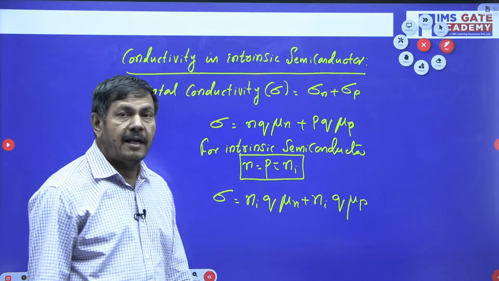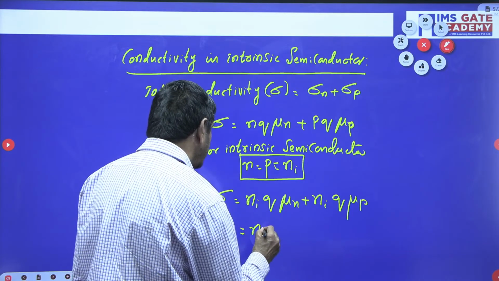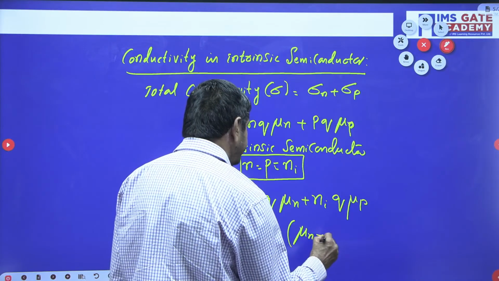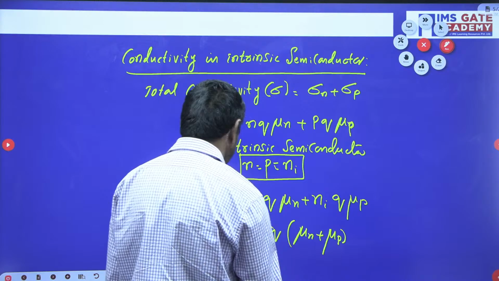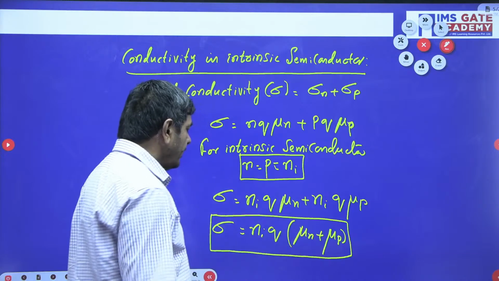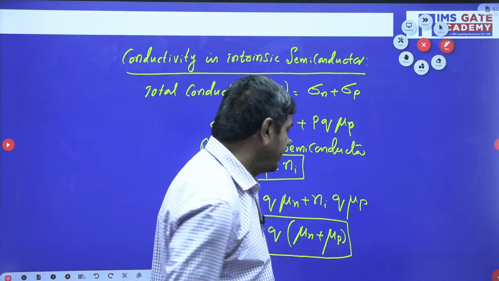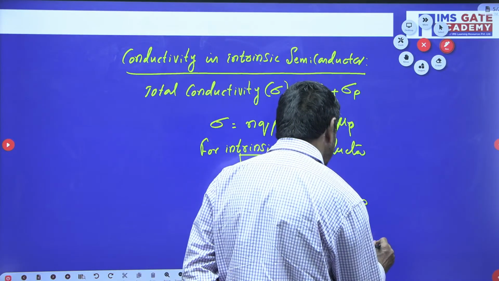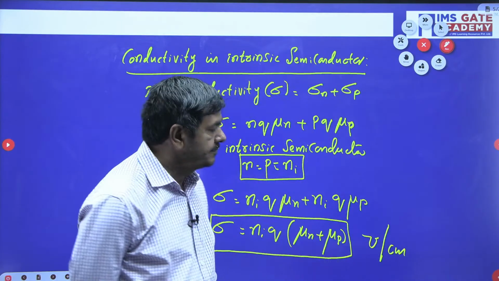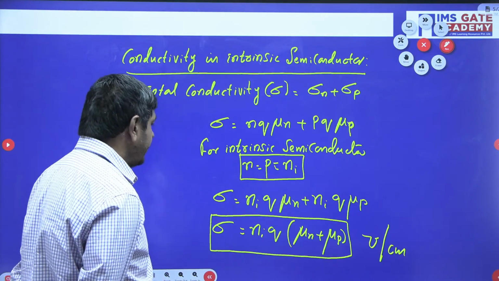But I can take Ni and Q common. Finally the conductivity I can get as Ni into Q, if it is taken common, times mu N plus mu P. So you can use this formula to find the conductivity. But you will get units of mho per centimeter. Conductivity in mho per centimeter is possible. Understand now. The next one, conductivity is also completed.